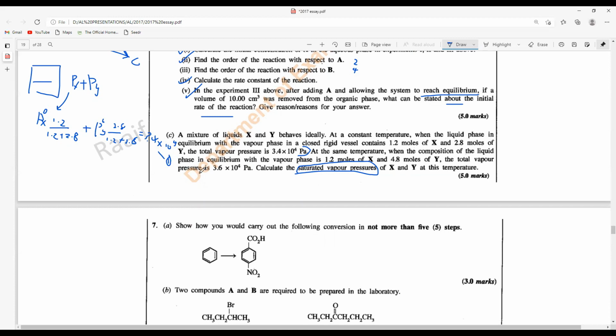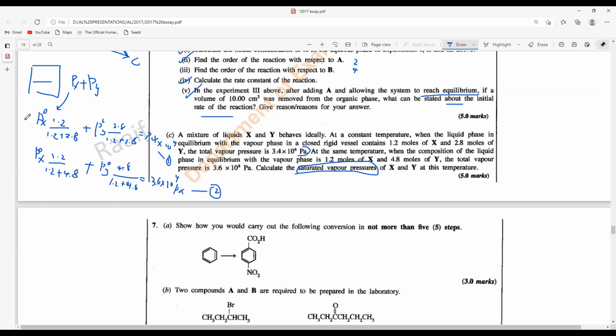Okay. In the second case, they are telling you that you have 1.2 moles of X. So it is the same, this will be P naught X times 1.2 moles of X, but the mole fraction will now be different because the Y amount is different, 1.2 and 4.8, right? Plus P naught Y, which is 4.8 now, over 1.2 plus 4.8. So these are not hard questions. The total pressure is 3.6 times 10 to the power 4 Pascal. So this is equation number 2. So this is 1.2 over 4, 2.8 over 4, 1.2 over 6, 4.8 over 6.